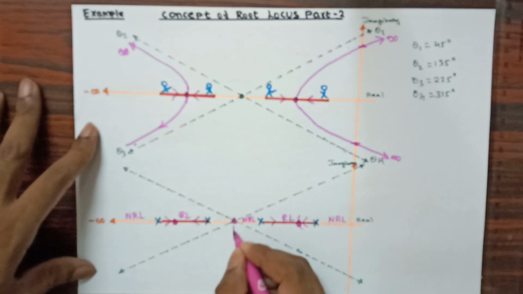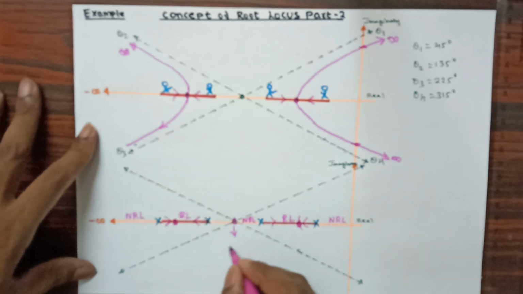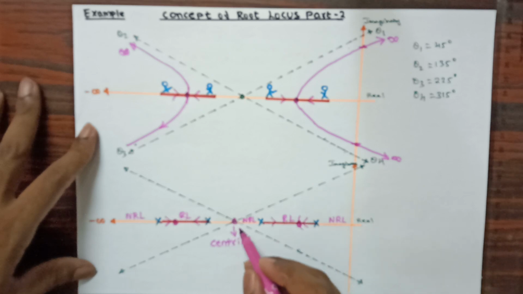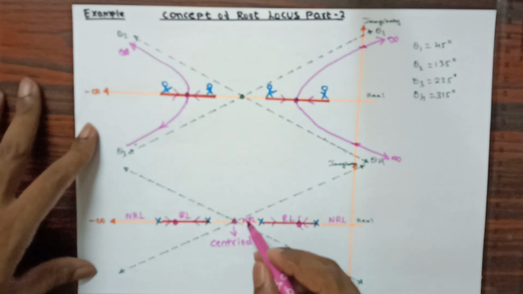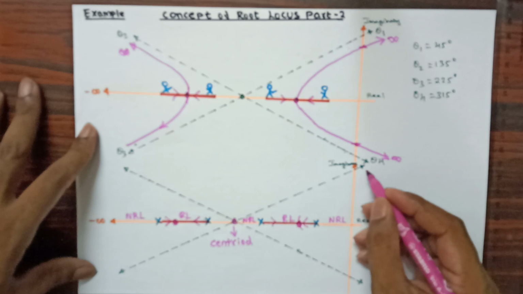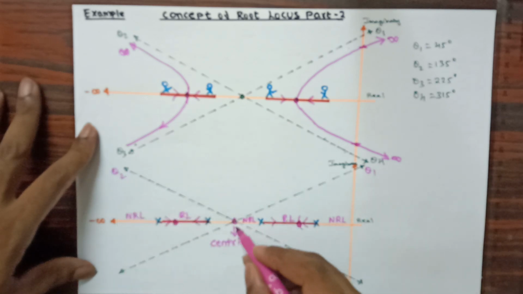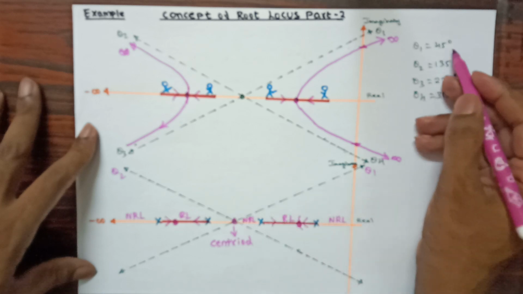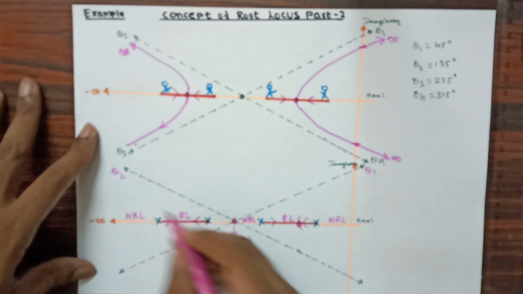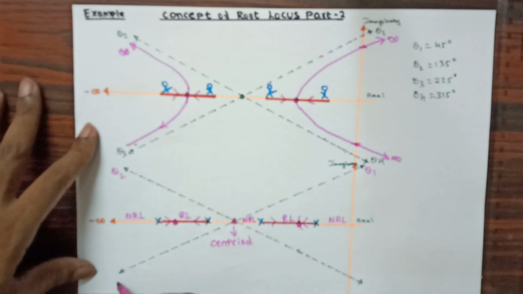We are considering this point as a centroid. And from this point we are going to draw the 4 angles. This first angle will be considered as theta 1 and this angle as theta 2, and we know the first angle will be 45 degrees and the second angle will be 135 degrees, and the third angle theta 3 is 225 degrees, and the fourth angle theta 4 will be considered 315 degrees.